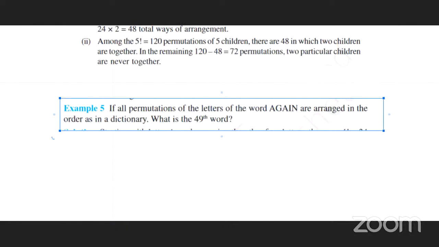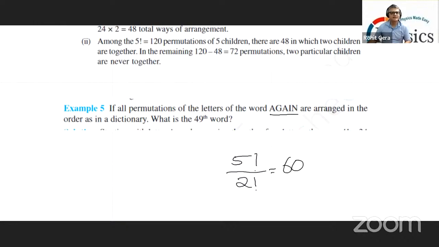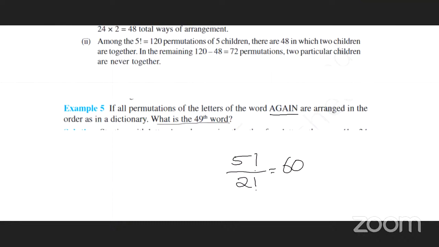This is a very nasty question. Sir, again can be arranged these words. 5 factorial upon 2 factorial. Arranged as in dictionary. What does that mean here? As in dictionary. So A, B, C, D. Acha. So this is repetition, so you have divided. But what does it mean? What is the 49th word?